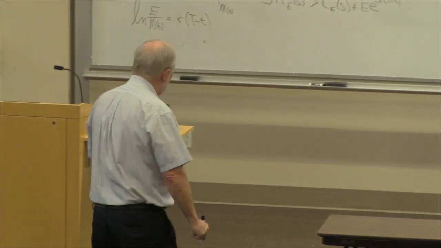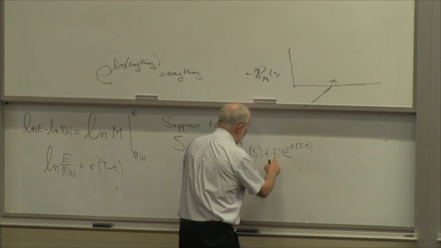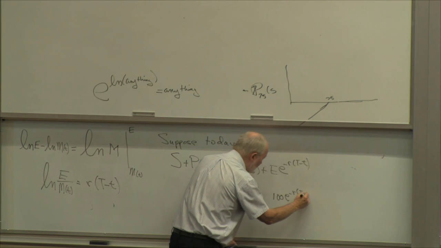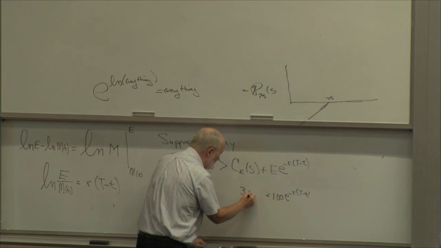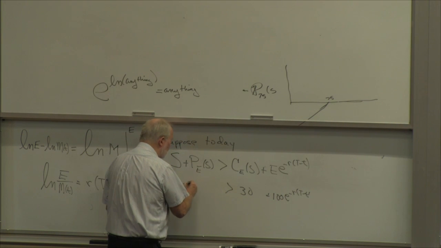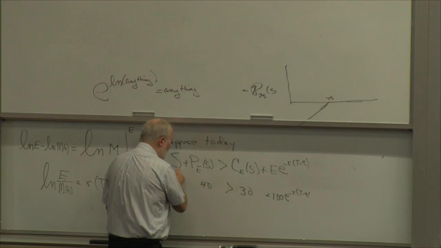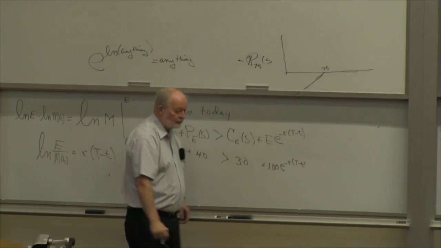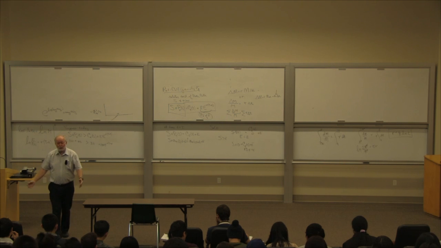And so suppose today, for example, that this right here is 100. Suppose this right here costs 30. Suppose this right here costs 40. And this right here was 100. How are you going to make money? Arbitrage. How are you going to make money?